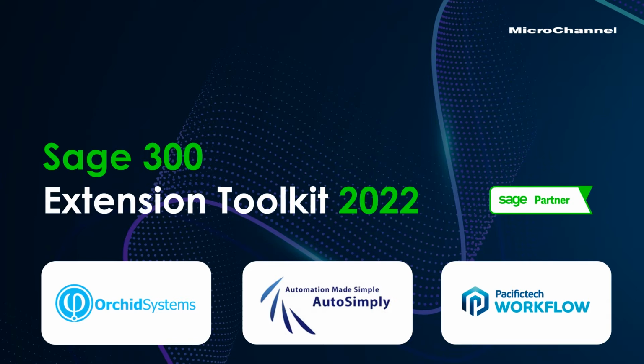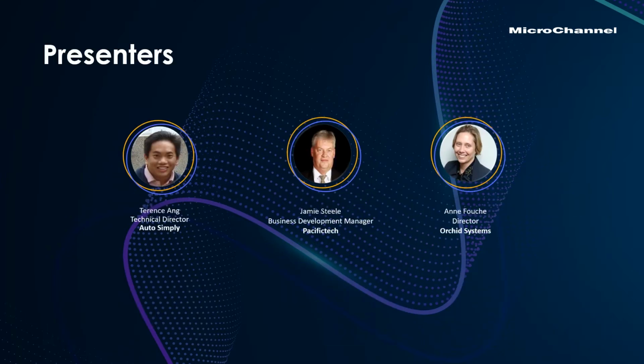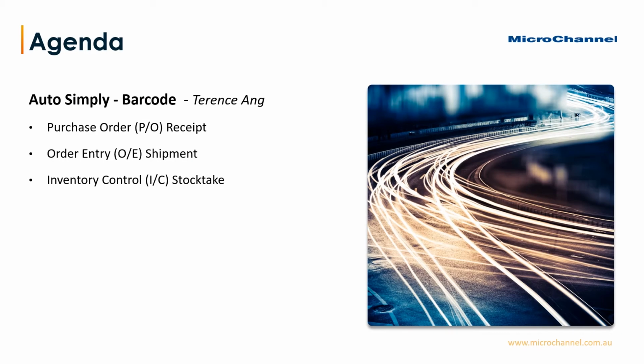Amanda here from marketing, and we're today joined by some ISV experts, and they're going to help us uncover some great enhancement tools to further extend functionality of your Sage solution. The agenda is first off, we're going to have Terence and he is bringing to us Barcode by AutoSimply, his company, and purchase orders is going to be covered, order entry and inventory control.